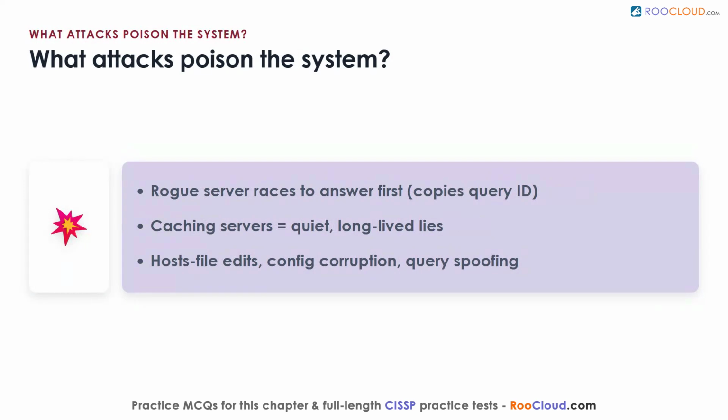What attacks poison the system? And how does one work? Poisoning means feeding a client false name to address information so it reaches the wrong system. There are several avenues. A rogue server listens for queries and races to answer first with a lie, and because responses must echo a small query identifier, the attacker simply copies it. Attackers often prefer caching servers, since those are watched only by local operators, so a lie can sit unnoticed for a long time. Related tricks: edit the localhost file, corrupt a client's configured resolver, or spoof the query directly on the wire. The end effect is the same. The victim trusts a poisoned answer and is quietly redirected.